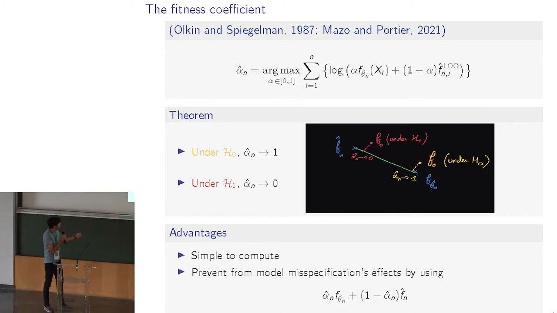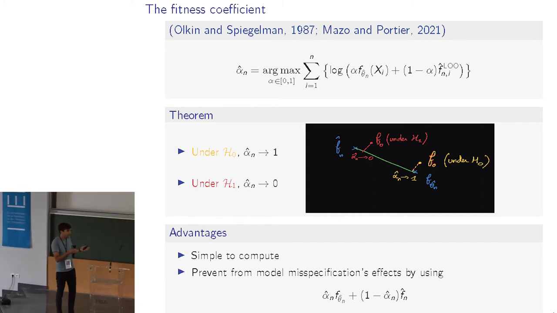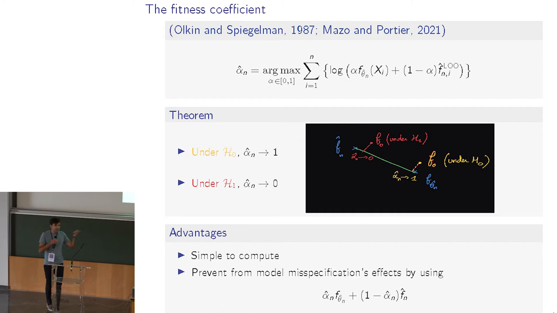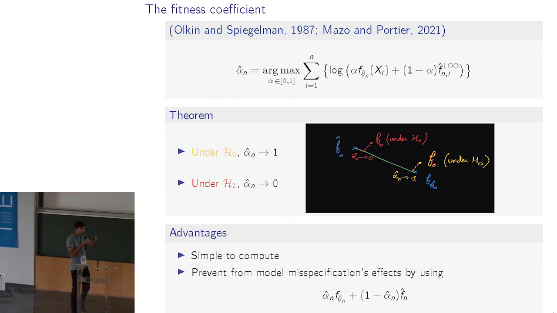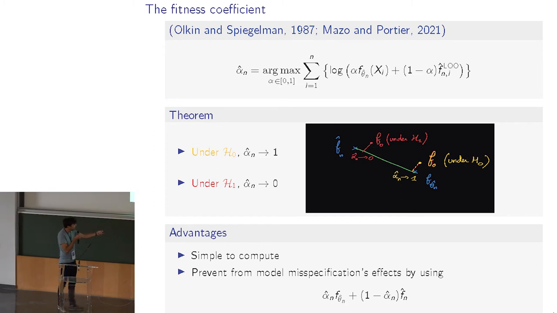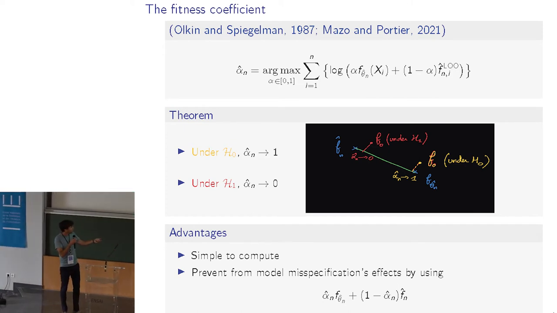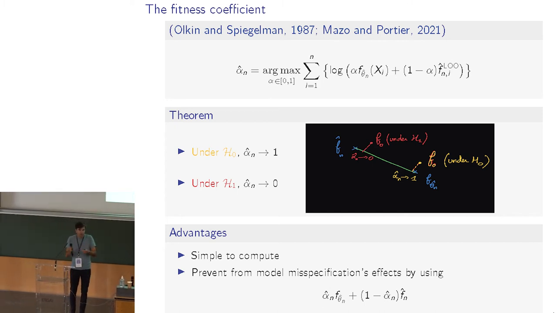So one thing is that as soon as you have obtained your parametric estimate and your non-parametric kernel estimate, then it's really easy to compute. It's just a concave function defined over the segment [0,1]. And so far, this approach has been used to prevent a model misspecification effect. That is, instead of using the parametric or the non-parametric approach, you use that mixture that you have just computed through using the likelihood. Doing so, you are always as good as the better of the two, the parametric or the non-parametric.